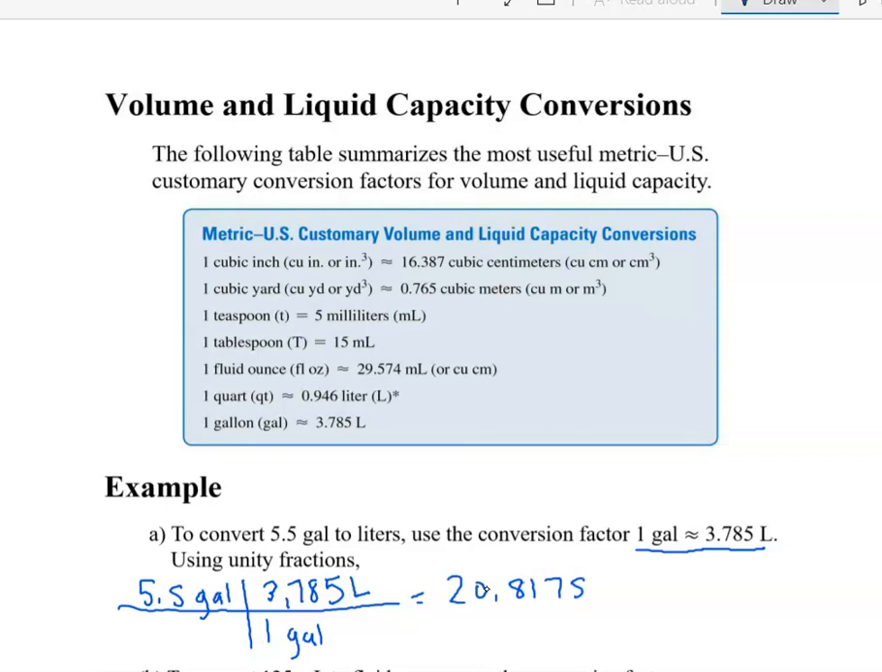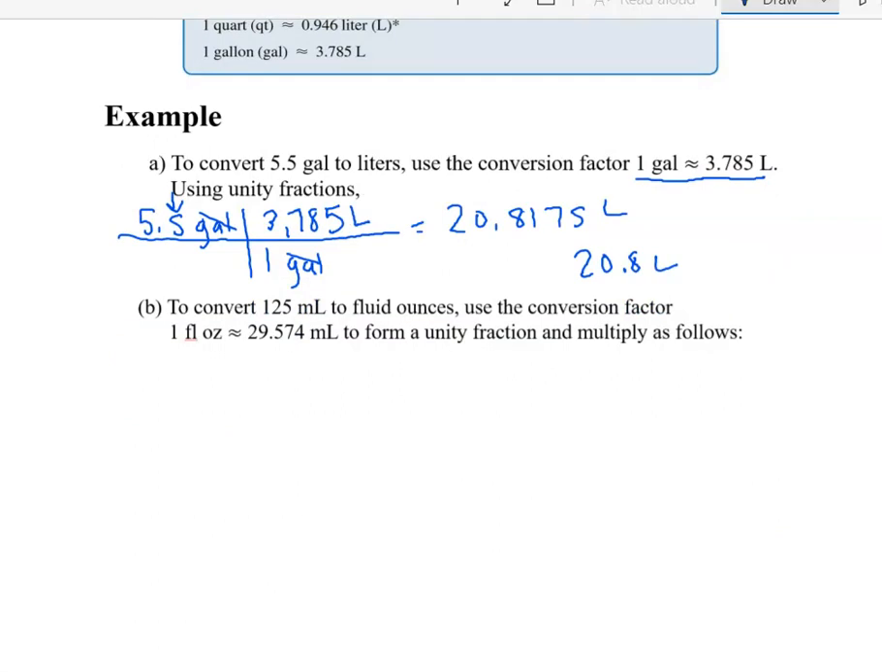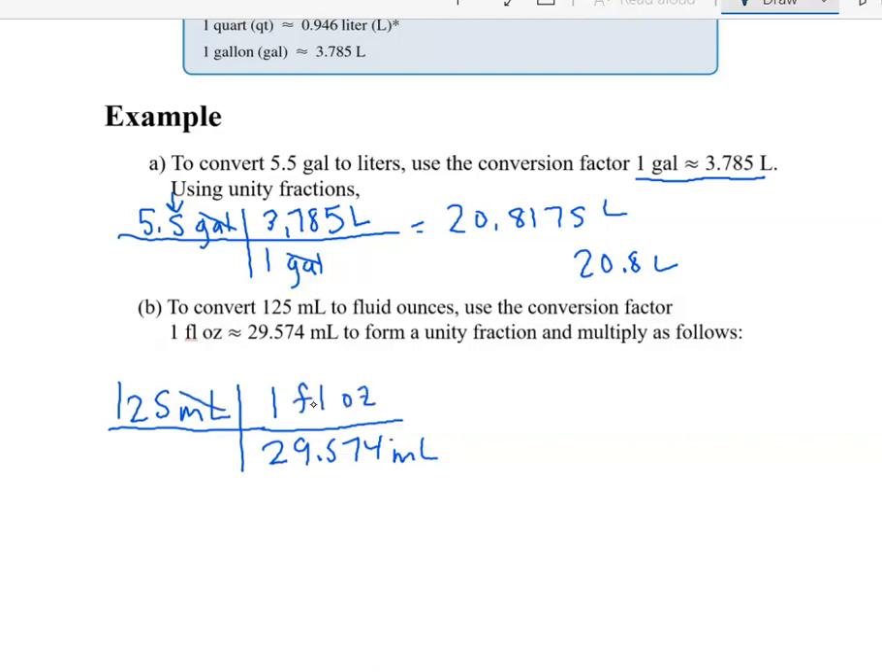Okay, so the gallons cancel out. We would get the liters. It looks like we would have to round to 1 decimal place, so 20.8 liters if we're going to round to our significant digits. We've got 125 milliliters, and they want us to convert that to fluid ounces, so we would do 29.574 milliliters in 1 fluid ounce. So the milliliters would cancel out.